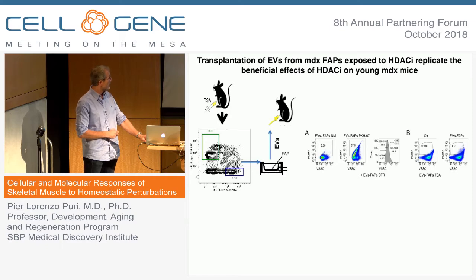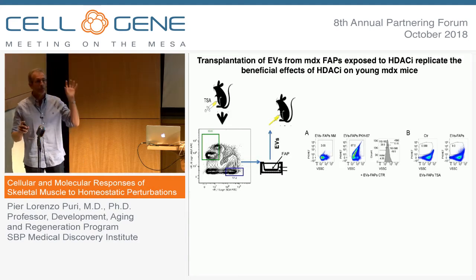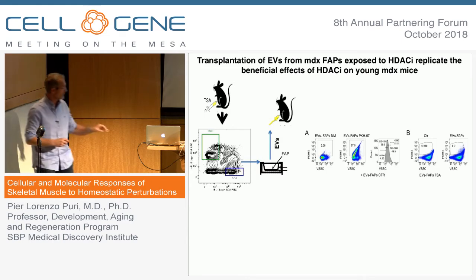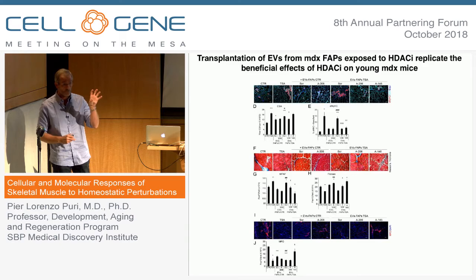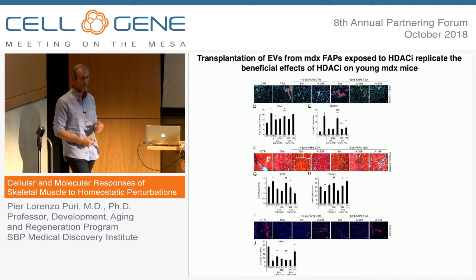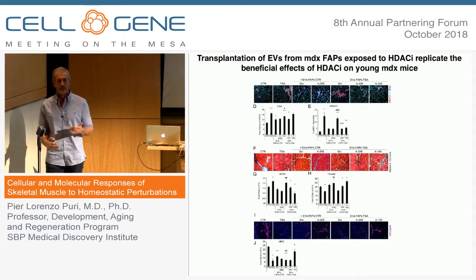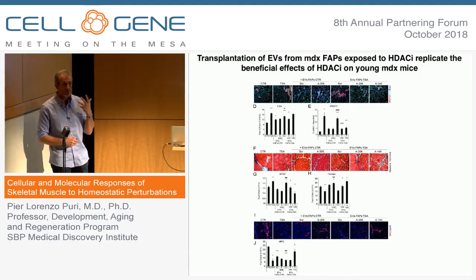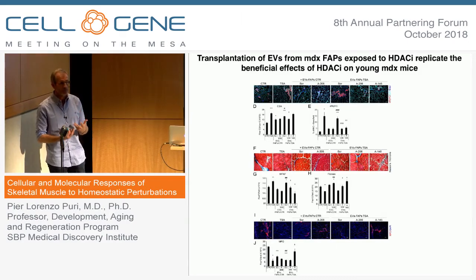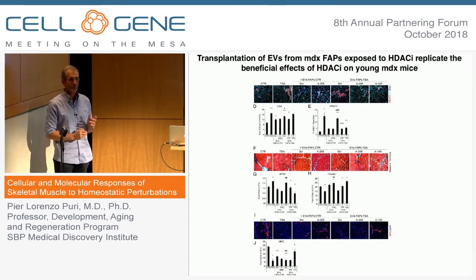So what we've done, we purified again the extracellular vesicles from FAPs that are being exposed to HDAC inhibitors. And what we have done is to compare their therapeutic potential side by side with HDAC inhibitors like TSA. So MDX mice were either treated with TSA or injected, intramuscular injection, of course, so we could control only one type of muscle, with the extracellular vesicles released by fibroadipogenic progenitors treated by HDAC inhibitors. And what we found was a striking equivalence in terms of therapeutic efficacy. So essentially, you could see that upon injection of extracellular vesicles, we could stimulate muscle regeneration, reduce fibrosis, and reduce the inflammation of dystrophic muscles as well as systemic exposure to TSA does.